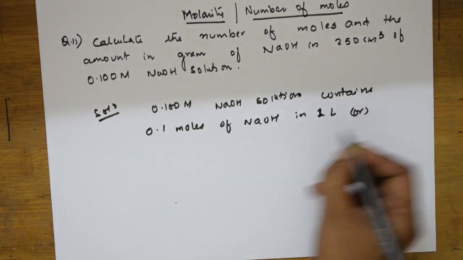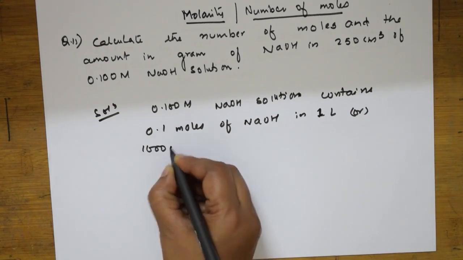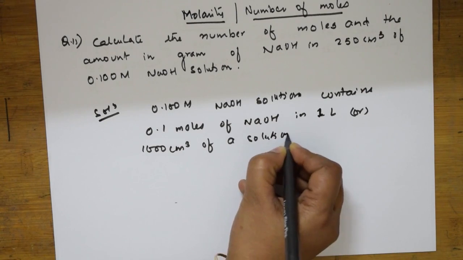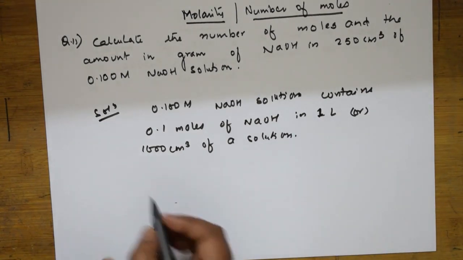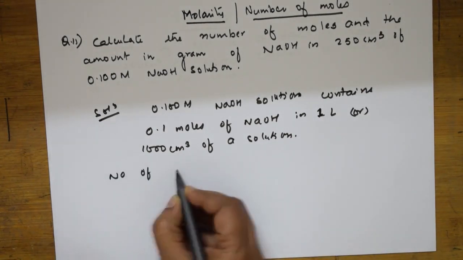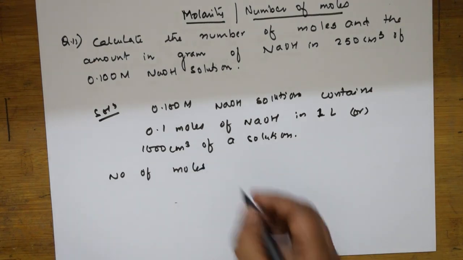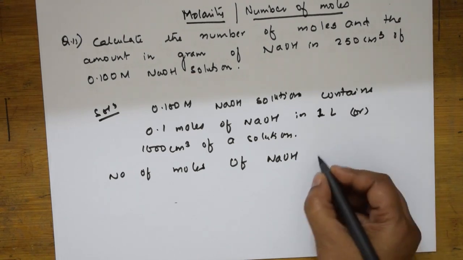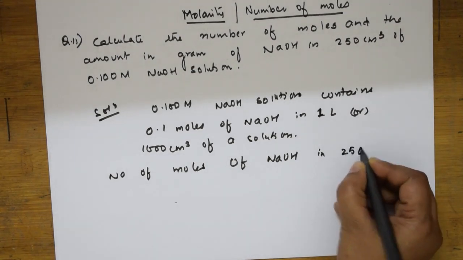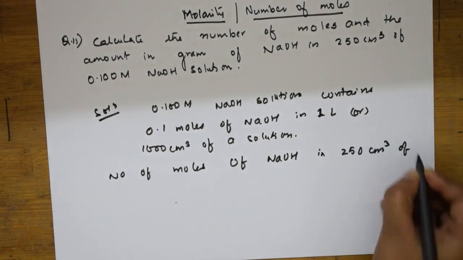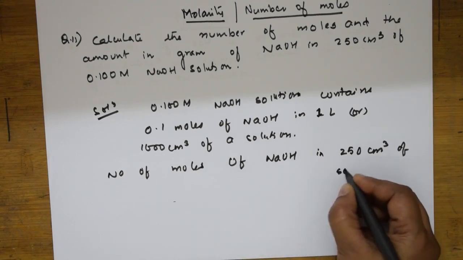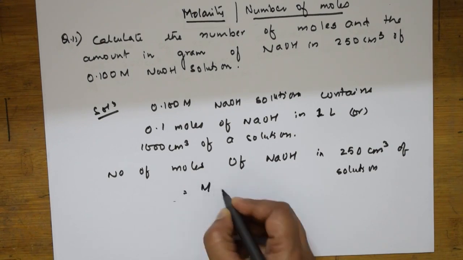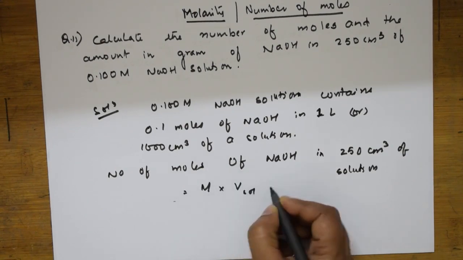Or I can write this as 1000 centimeter cube of solution. Yes, I can write in this way. Now if I have to find the number of moles of sodium hydroxide in 250 centimeter cube of solution, how can I write this? I write this as molarity into volume of the solution.